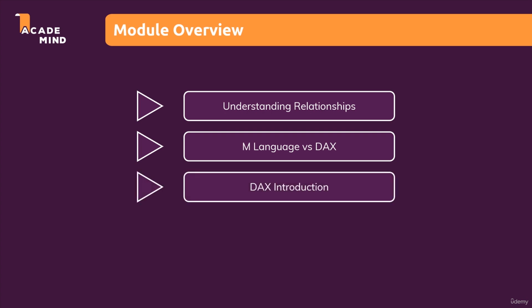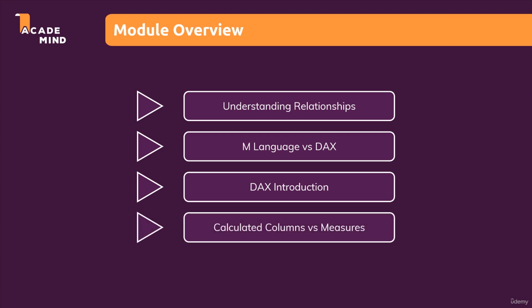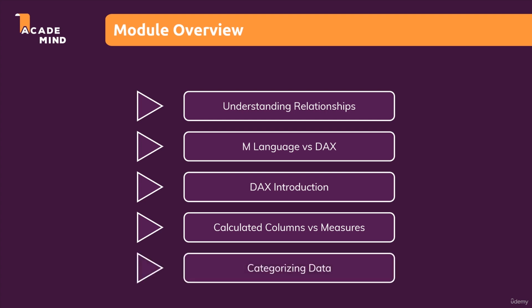We'll also have a DAX introduction here, so we will get you started with this DAX language, and you'll also learn how you can use it in Power BI and also in other tools using this DAX language. In connection with that, we'll have a look at the difference between calculated columns and measures. Both can be calculated in the data view and both have different implications and application areas in our report later on. And finally, we'll have a look at categorizing data.